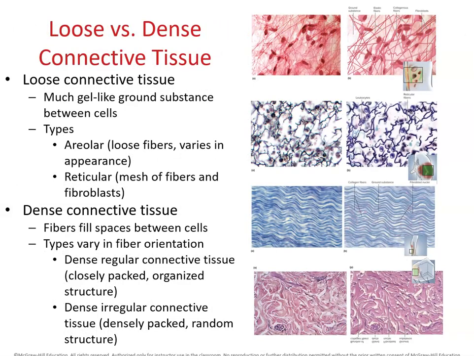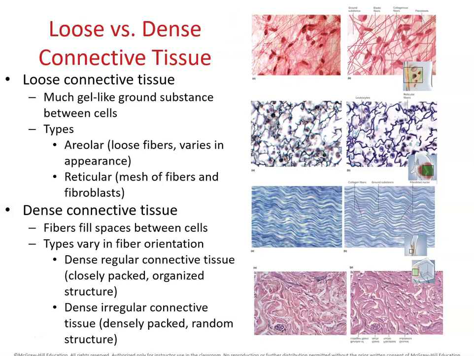Okay, so now we're going to be looking at loose versus dense connective tissue. So we have two types of loose connective tissue. We have areolar, and areolar is pictured up here. Areolar is a type of loose connective tissue. It has more of that ground substance between the cells as compared to the dense connective tissue, so more ground substance and less cells.